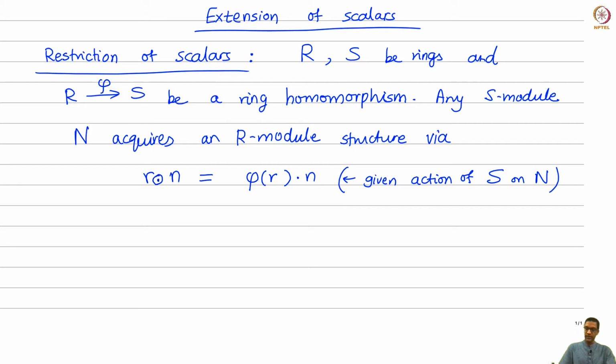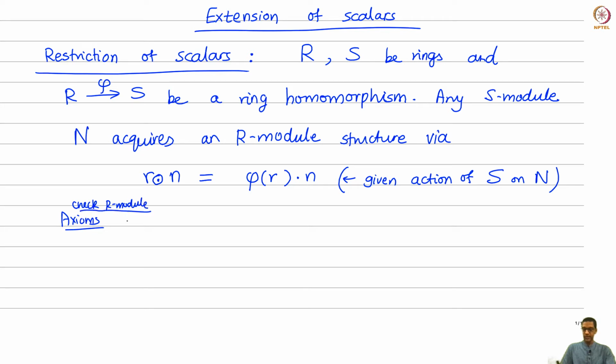How am I going to make an element of R act on n? I will first convert that element into an element of S via this homomorphism phi, and then make phi of r act on n. So this becomes an R module. Well, let's check the axioms of an R module.